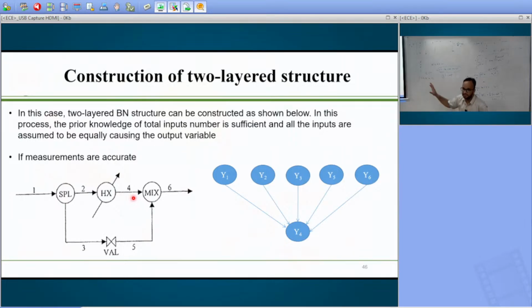This clearly is a simple structure. If you don't have any information of the process diagram, you have data and you want to construct a network structure without using any structure-based learning, I want to come up with some simple Bayesian network structure, which is a two-layer structure. I can just come up with a two-layer structure saying that all inputs are affecting the output and train the model. We'll get into that part.